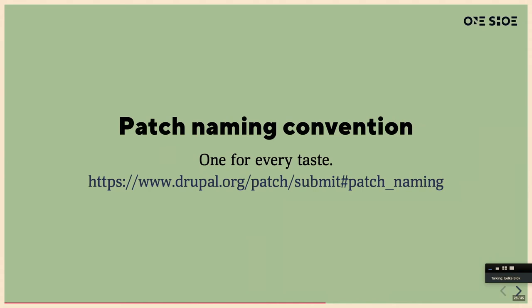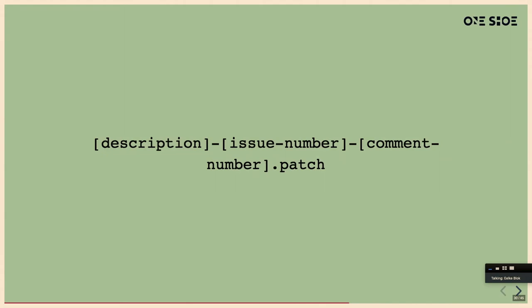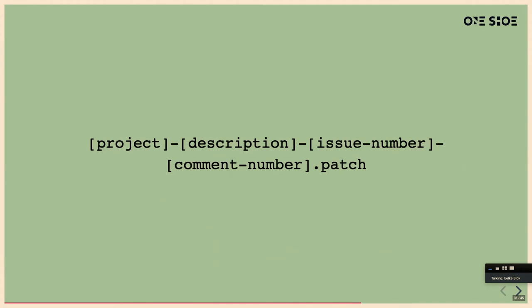I like a lot of descriptions so that it makes it easy to identify the patch. Well, the first one is like this. It's the least descriptive one, actually. It's just the issue number and the comment number where you posted the patch in the issue. Then the next one is a bit more descriptive. It adds the description at the start of the patch name. And then the last one is even more descriptive because it also adds the project name in the patch. I like this one most. I usually use this one because it makes it easiest to identify a patch file.